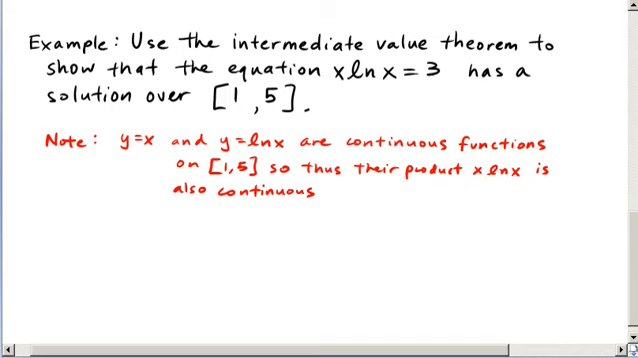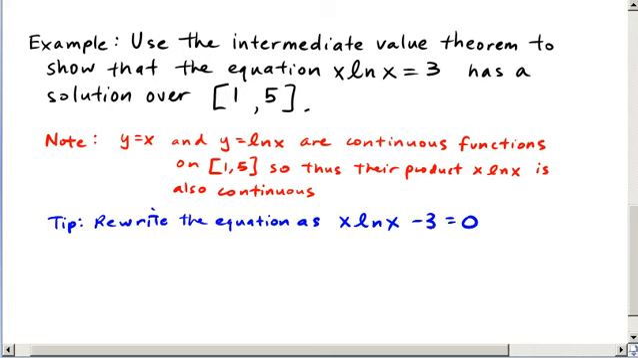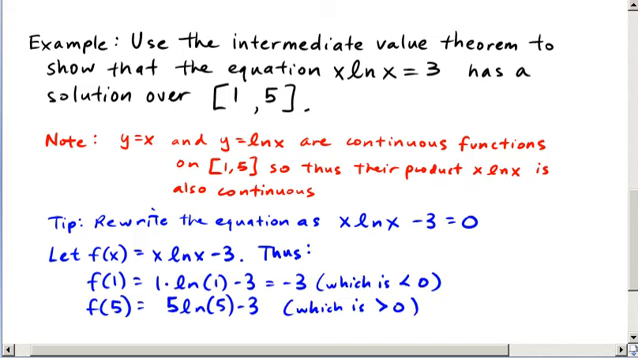Also, a big tip on this one: rewrite the equation so that the 3 is on the other side, so that we're just checking to make sure that the signs change. And again, that will become clear in a minute. So I'm going to write x times natural log of x minus 3 as a function. So thus, if you plug in the endpoints, then you see that putting in 1 gives us a negative value, putting in 5 gives us a positive value.